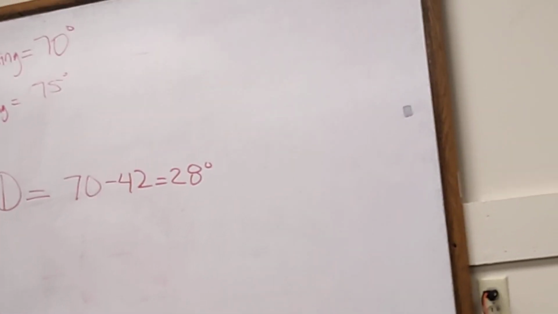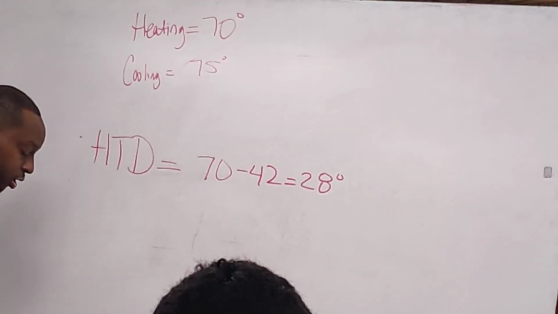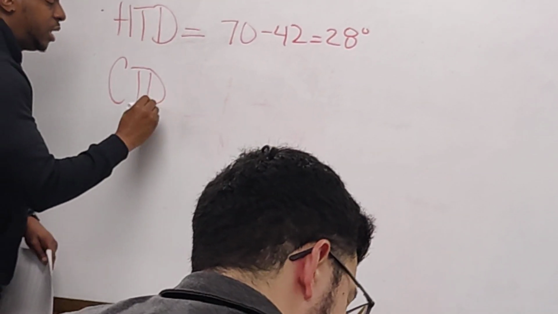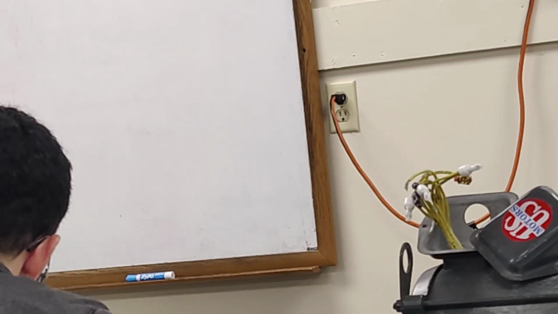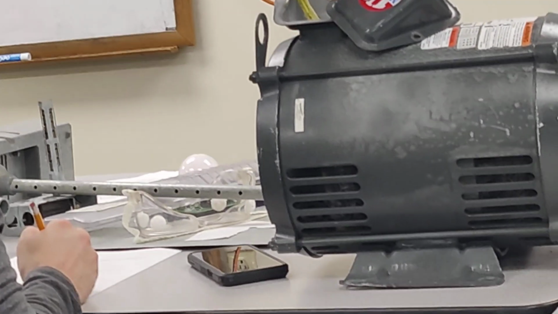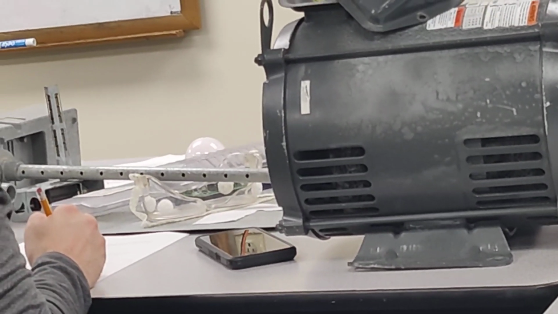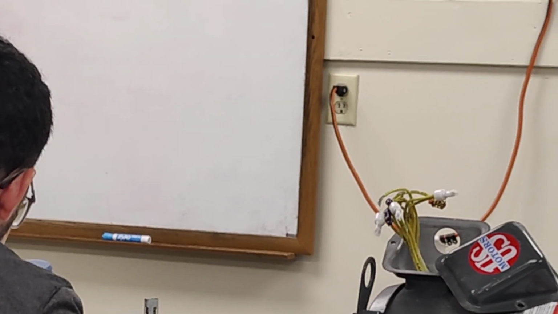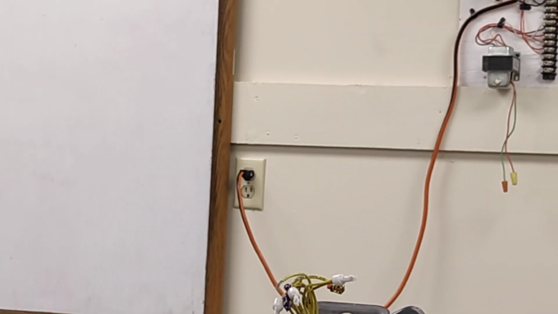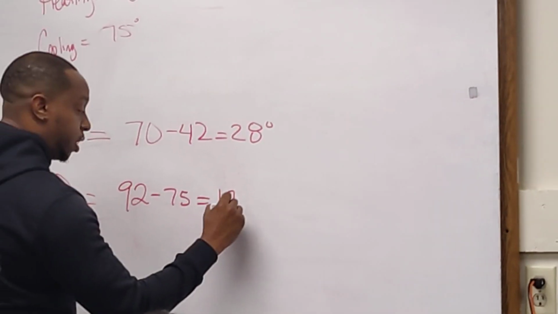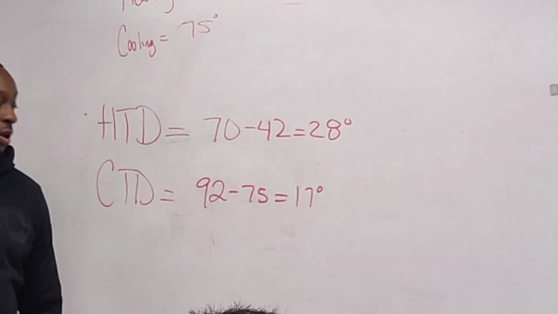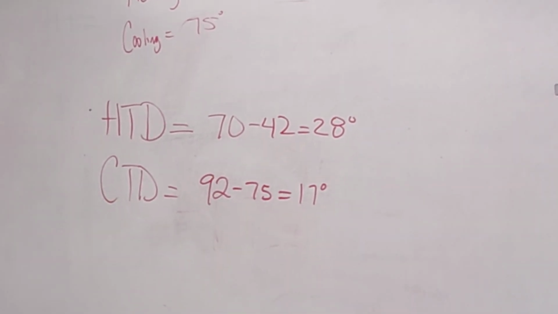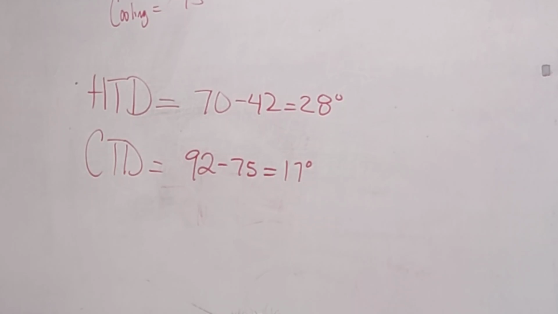So a question might ask you for the cooling temperature difference, the CTD. Give me the CTD for Orlando. Well, we know the design temp is 75. And what's the other number? 92. So you say 92 minus 75 should give you 17. That's the cooling temperature difference, and that's the heating temperature difference.